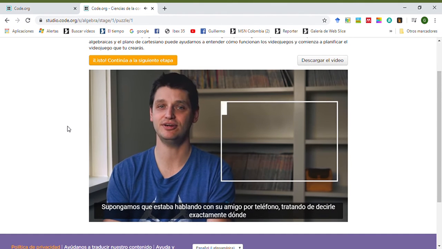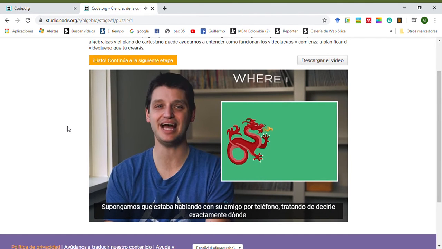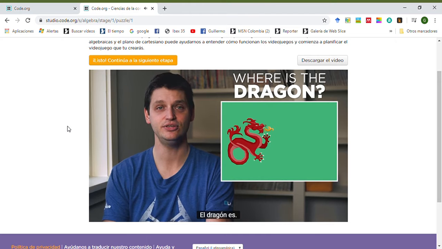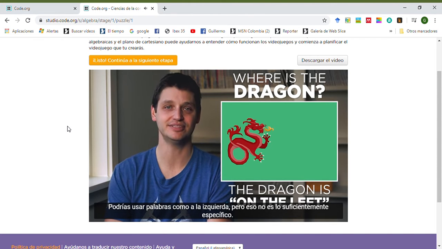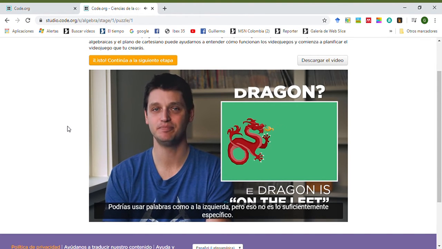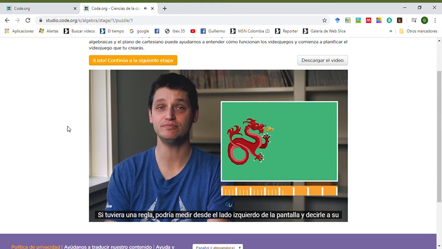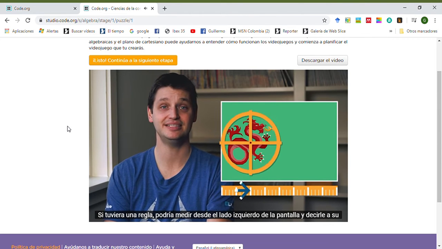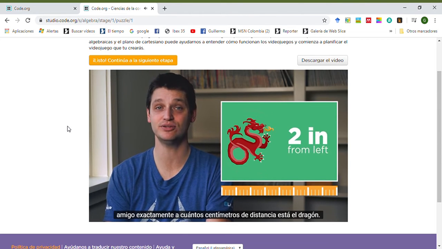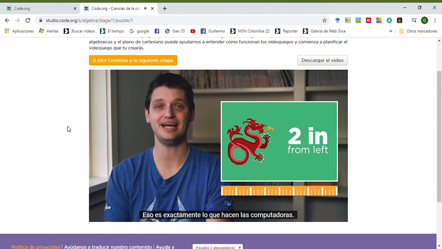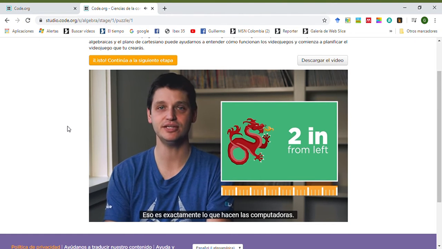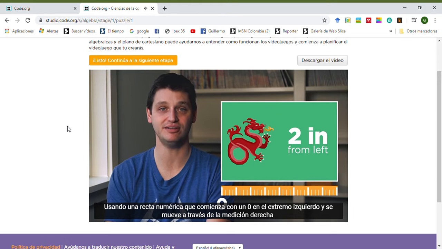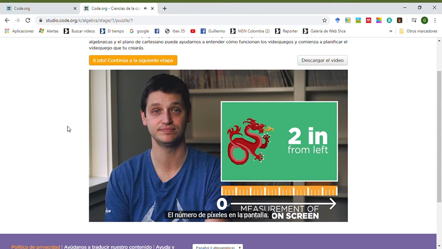Suppose you were talking to your friend on the phone, trying to tell them exactly where the dragon is. You could use words like on the left, but that isn't specific enough. If you had a ruler, you could measure from the left side of the screen and tell your friend exactly how many inches away the dragon is. That is exactly what computers do, using a number line that starts with a 0 on the far left and moving across to the right, measuring the number of pixels on the screen.